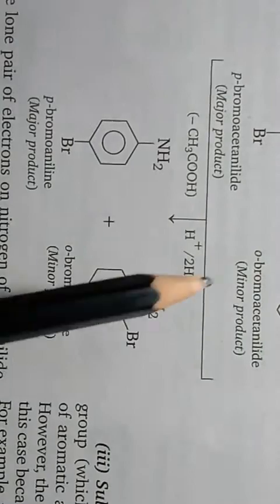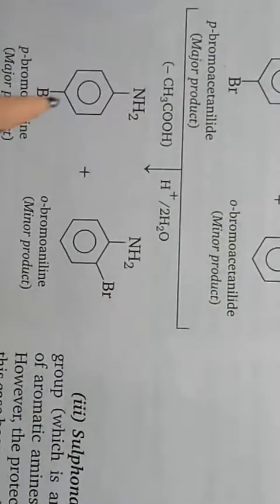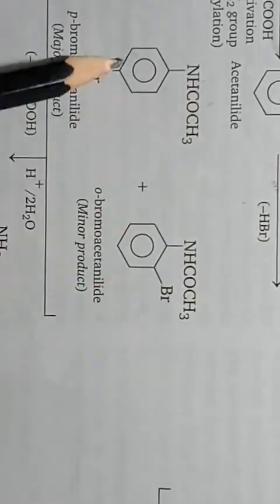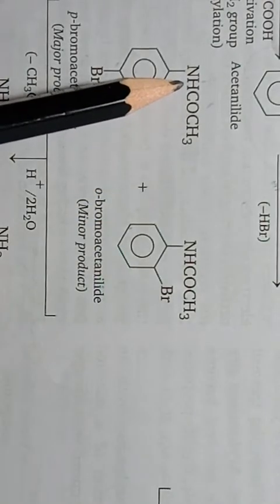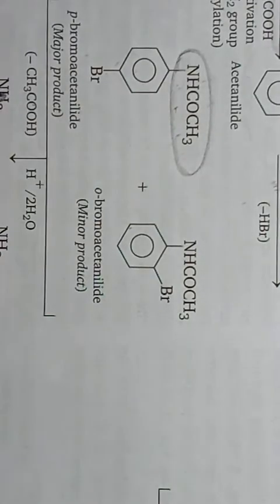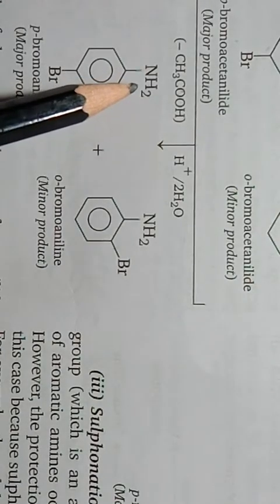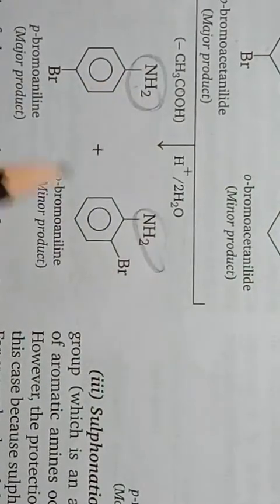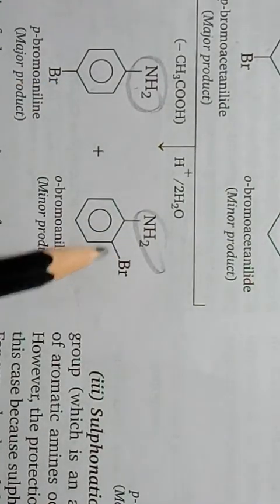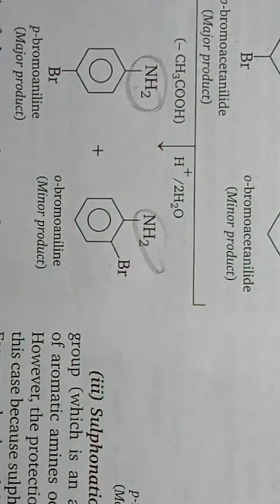For that we have to hydrolyze these two products to convert the NHCOCH3 group into the NH2 group. So after hydrolysis we will again get back the NH2 group. In this way we will obtain the related ortho and para monosubstituted derivatives of aniline.